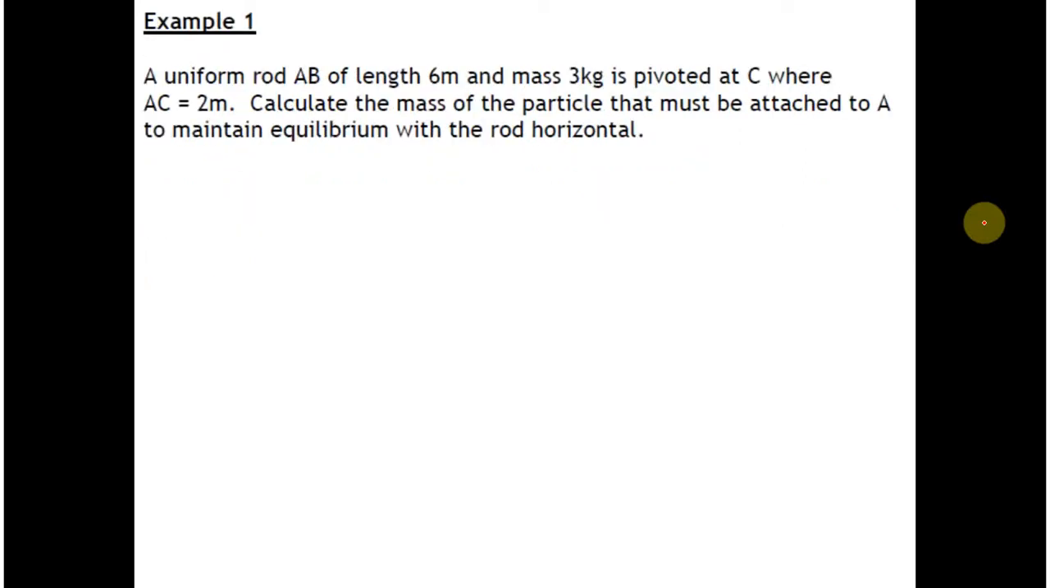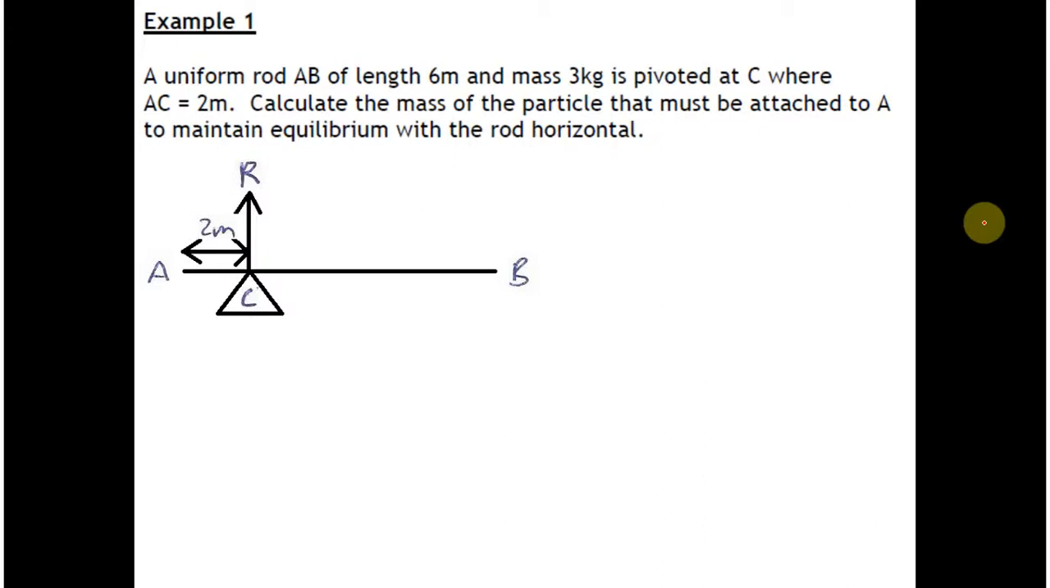So if we have a uniform rod, AB, of length 6 meters and mass 3 kilograms, pivoted at C where AC equals 2 meters, and we want to calculate the mass of a particle that must be attached to A to maintain equilibrium with the rod horizontal, first of all we should draw a diagram. So we start with the rod AB, pivoted at C, where AC is 2 meters, so 2 meters from the end A. This is definitely not to scale.